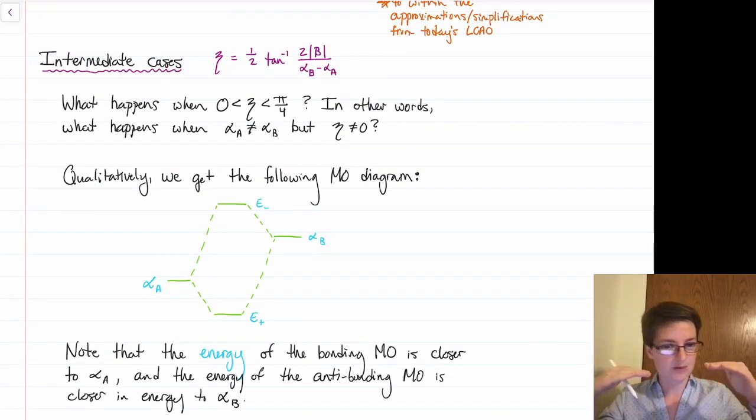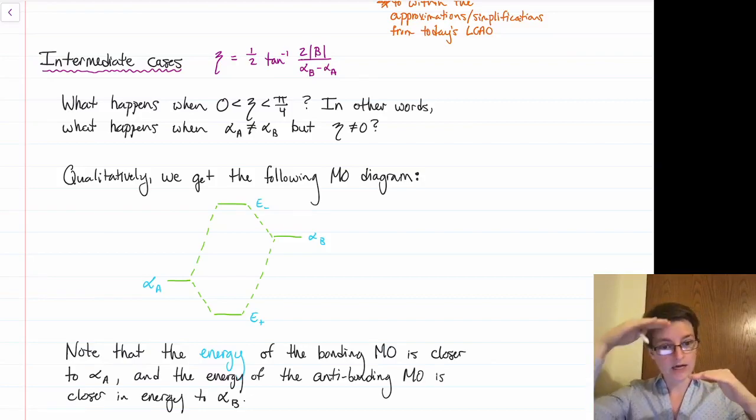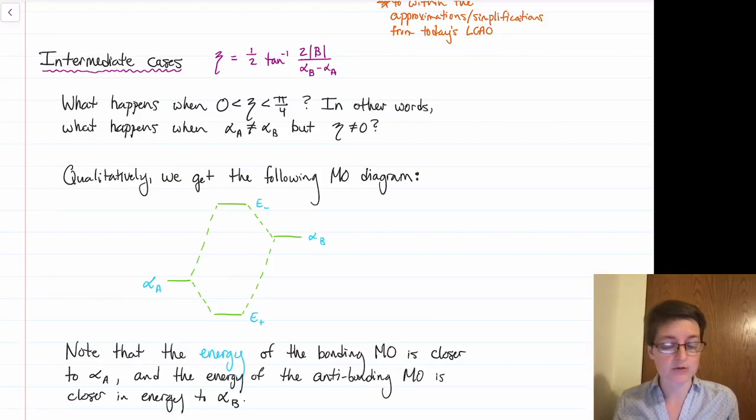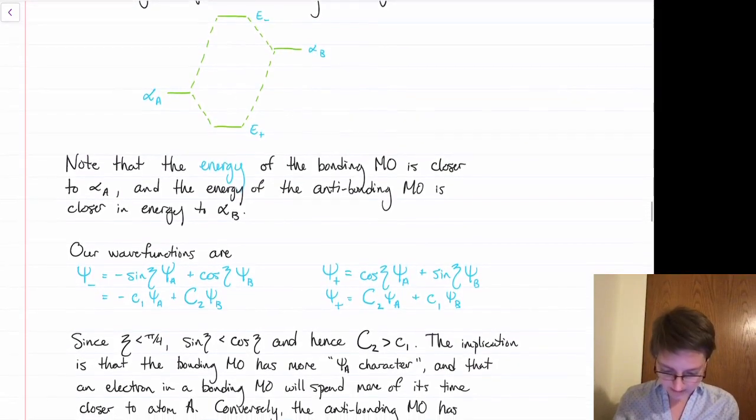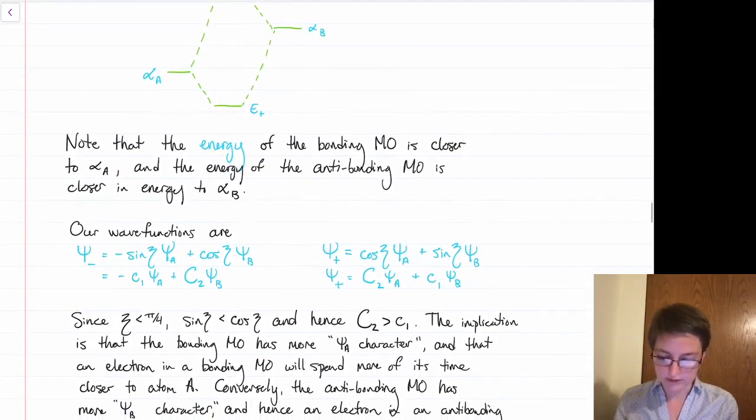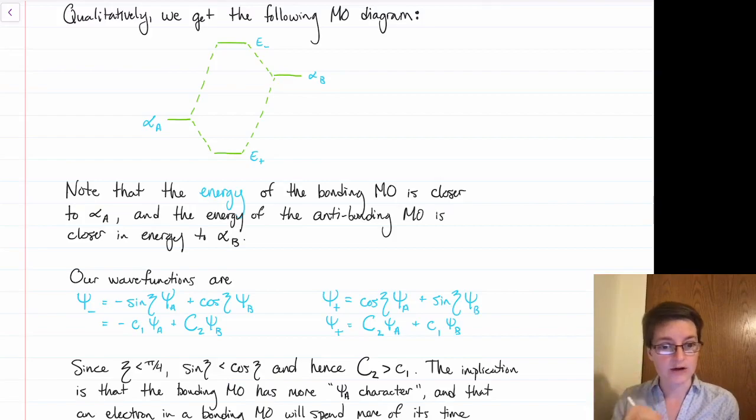You'll notice that we still have a relative ordering where our bonding orbital is lower in energy than all of the atomic orbitals, and our antibonding orbital is higher in energy compared to all of our atomic orbitals. The energy of the bonding orbital is closer to the AO energy for atom A, and the energy of the antibonding orbital is closer in energy to the AO energy on atom B.